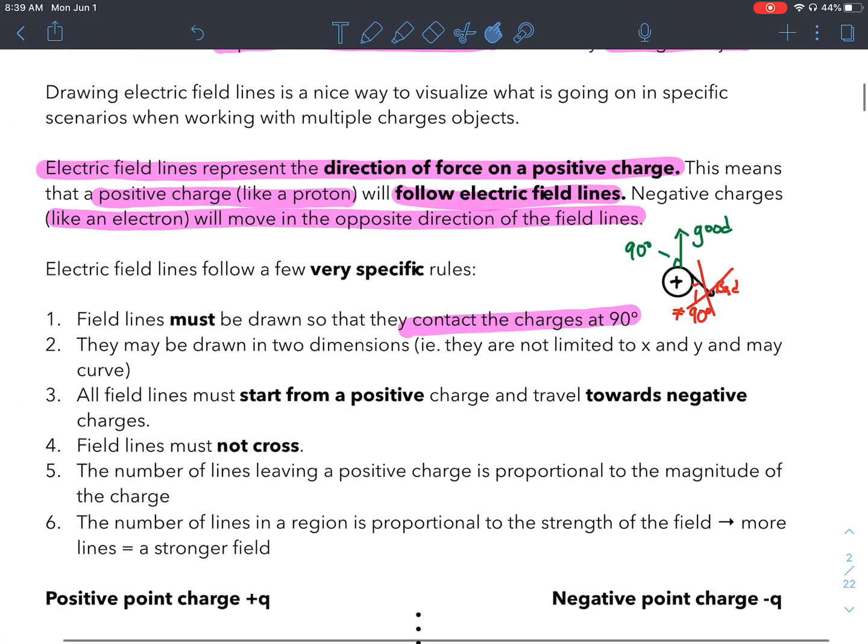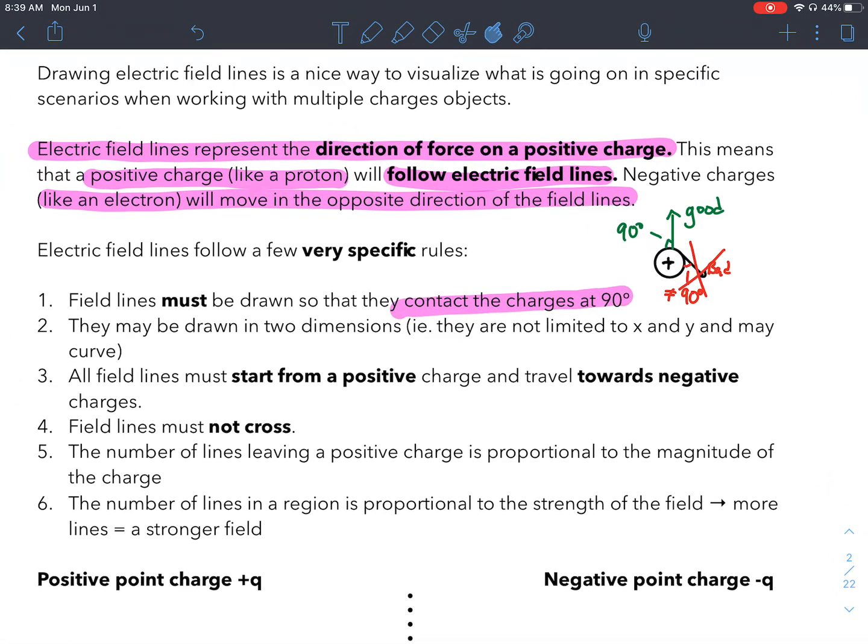Okay. They may be drawn in two dimensions. That's kind of self-explanatory. You're going to get things going up and down and left and right. That's kind of a moot point.